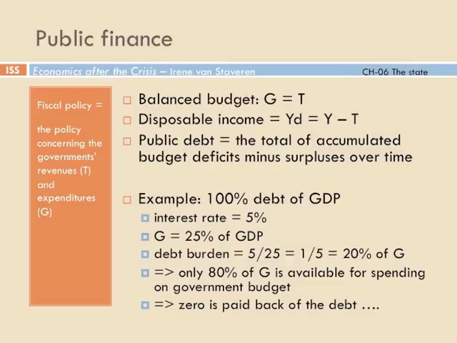The state can only perform its economic role when it has money available. This topic is referred to as public finance, and the key policy is fiscal policy. So this concerns budgets. Government budgets, on the one hand, imply revenues, and on the other hand, government expenditures. The revenues, we use the sign T for taxes and for spending G for government spending. Then the public debt is the accumulated budget deficits over time minus the surpluses over time.